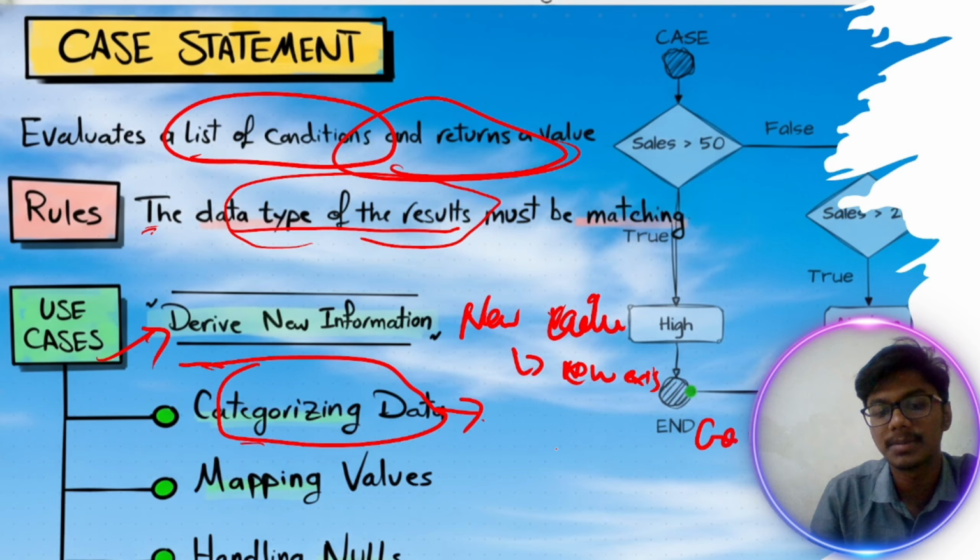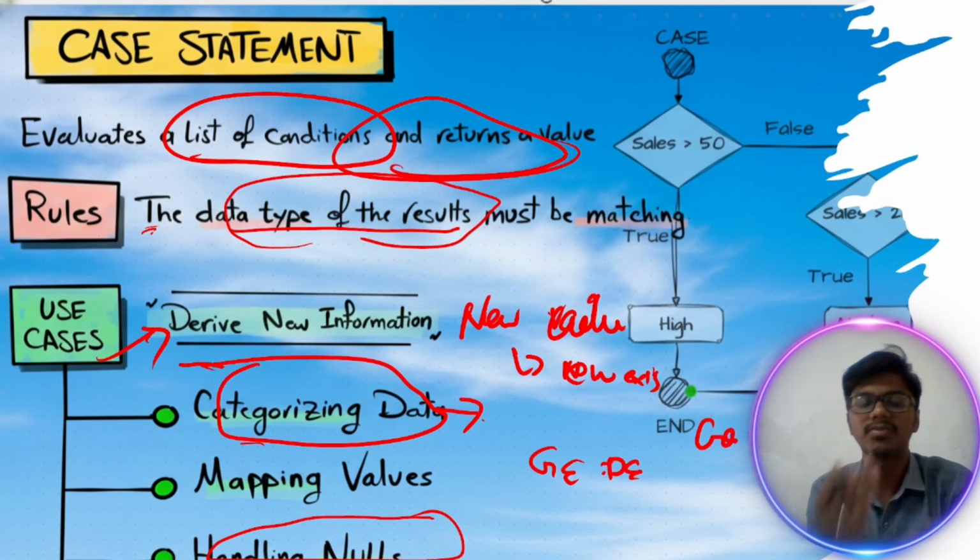And mapping the values, when Germany, I just want to print it as DE. Likewise, we can handle the nulls also in these use cases. That's how the case statement works.